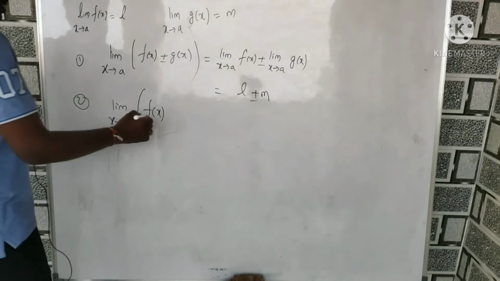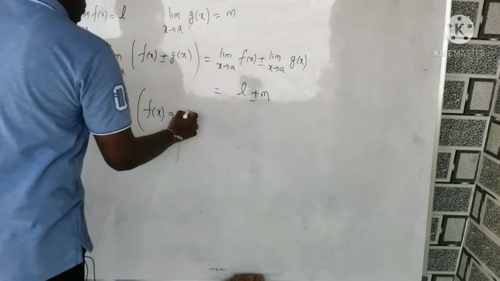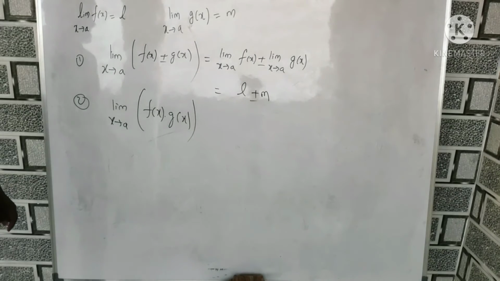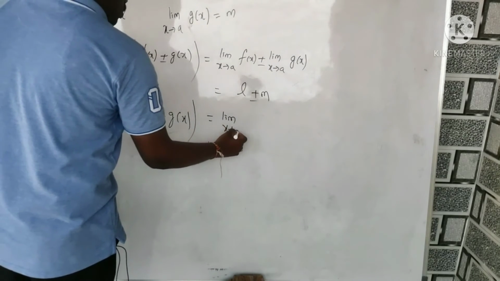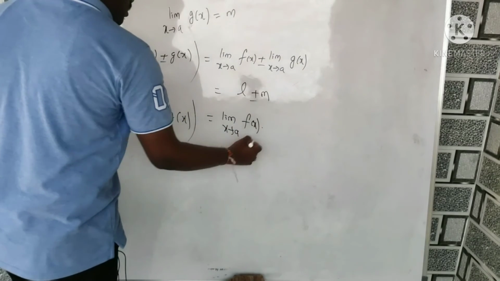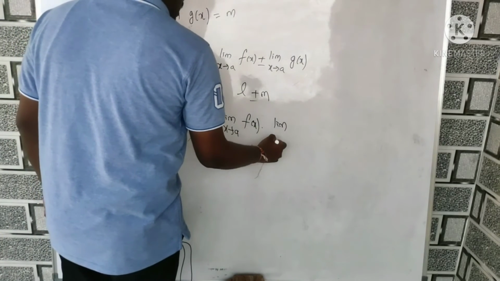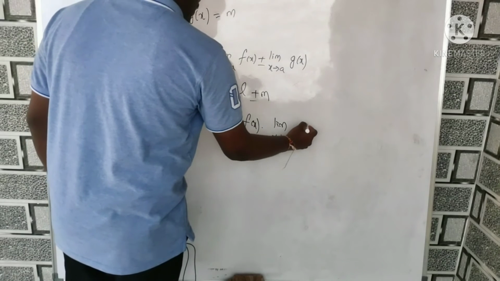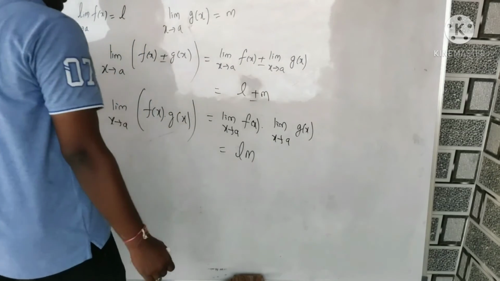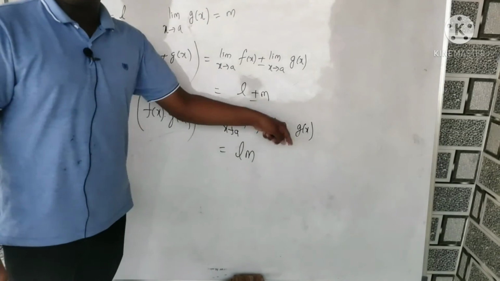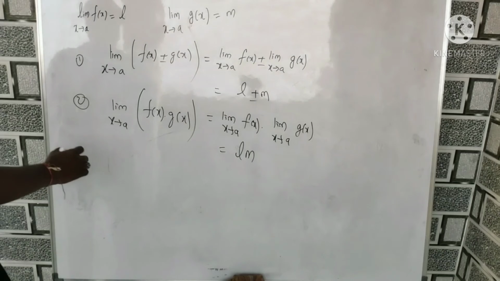Now for f(x) into g(x), the limit as x tends to a of f(x) times g(x) can be written as the limit as x tends to a of f(x) times the limit as x tends to a of g(x). I can write this as L into m, that is Lm, because this value is L and this value is m.